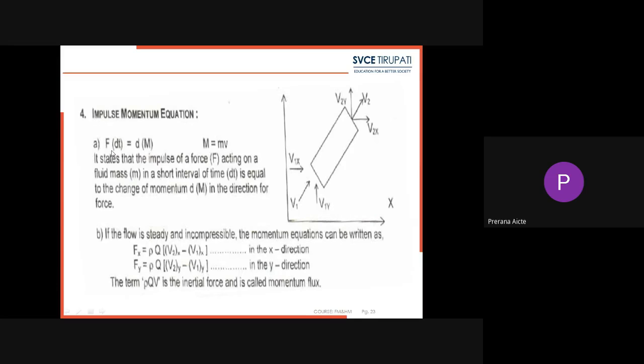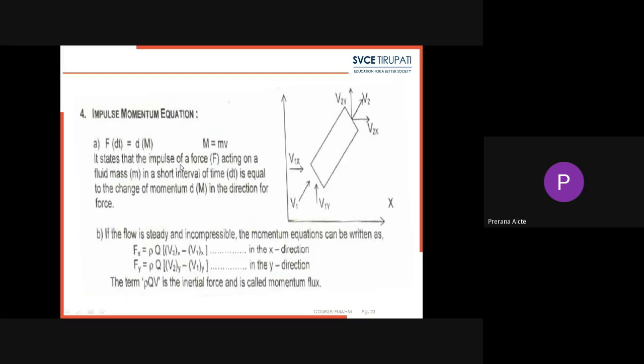Using this, we can write the impulse momentum equation. The force acting on the body is equal to the change in momentum with respect to time. So we can write it as F into dt equals the change in momentum, where momentum equals m into v. Of course, the mass of a body will not change, but the velocity can change from one place to another. So to calculate the force, we consider the change in velocity, but not the mass, in all directions.